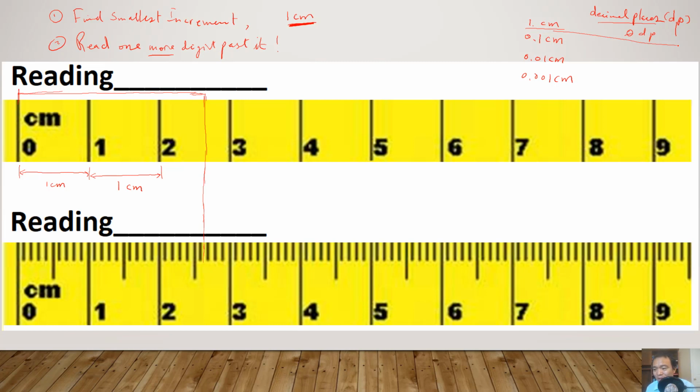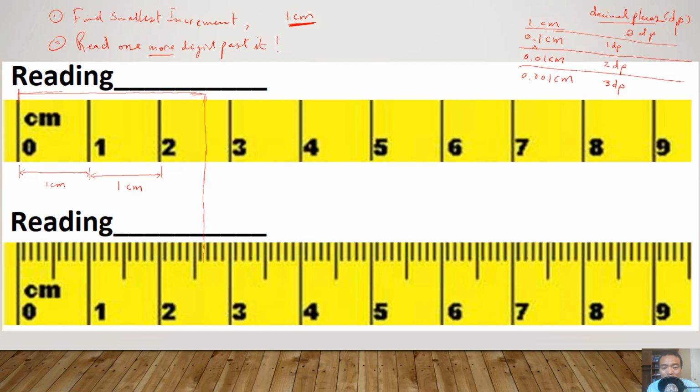0.1 centimeter has a decimal place over here. You see the decimal point. You have 1 digit to the right side of the decimal point. So you have 1 dp for this one, or 1 decimal place. Similarly, 0.01 centimeter has 2 decimal places. It's 2 digits to the right side of the decimal point. The next one has 3 dp.